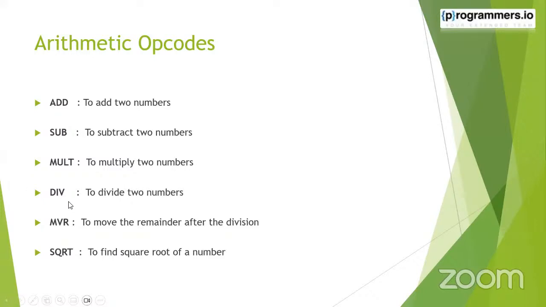If we are dividing the two variables and there is any remainder, we will use MVR to store the remainder in a particular variable. So we will use the MVR opcode in that case. SQRT is used to find the square root of a particular variable or a number. So we'll start with the arithmetic opcodes.